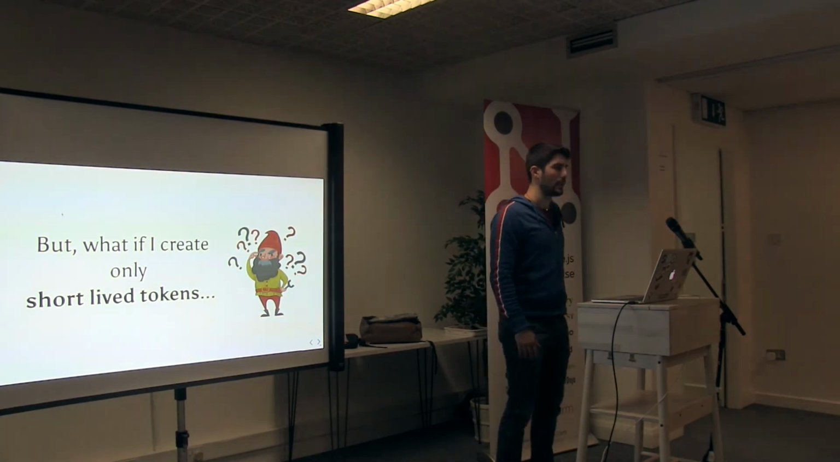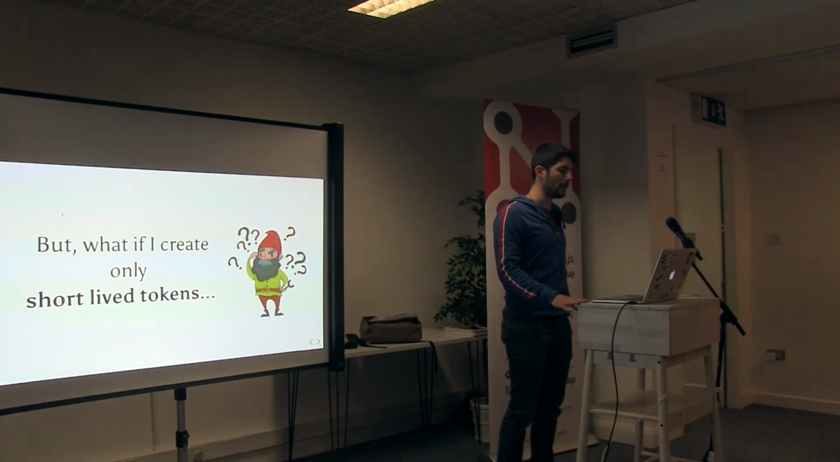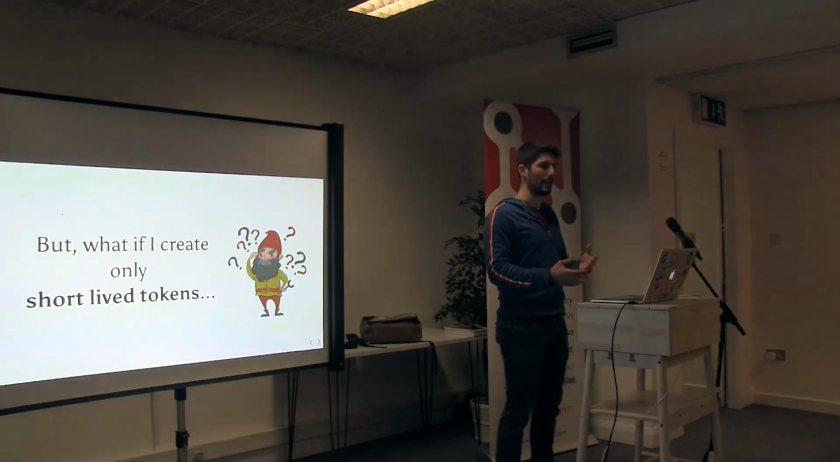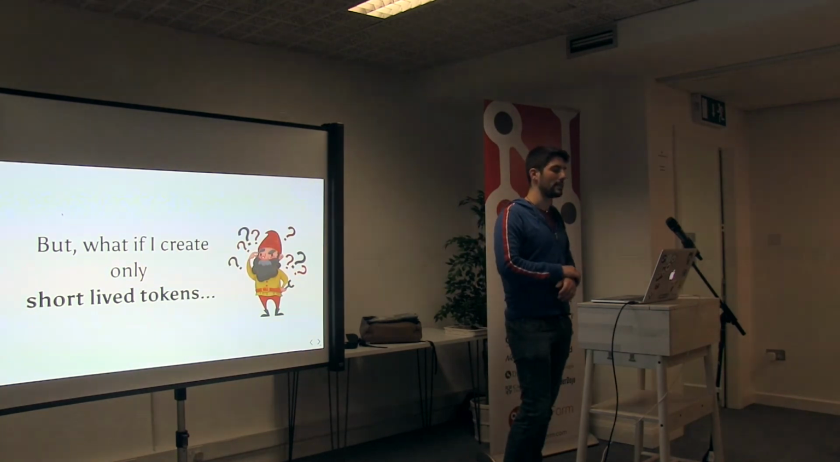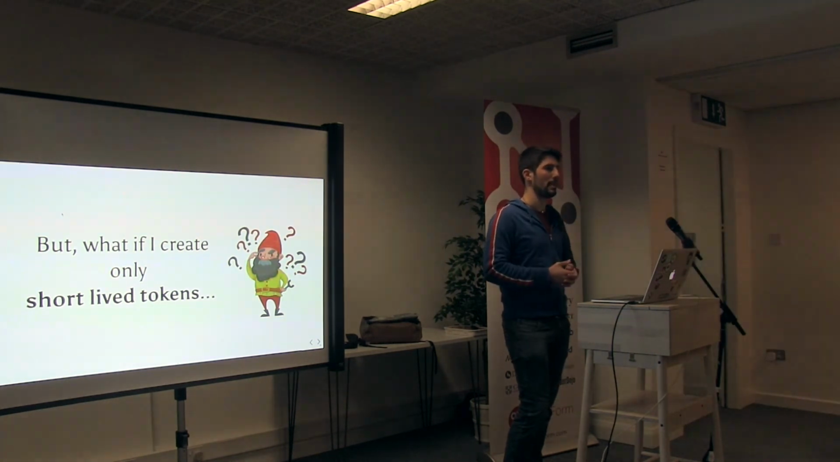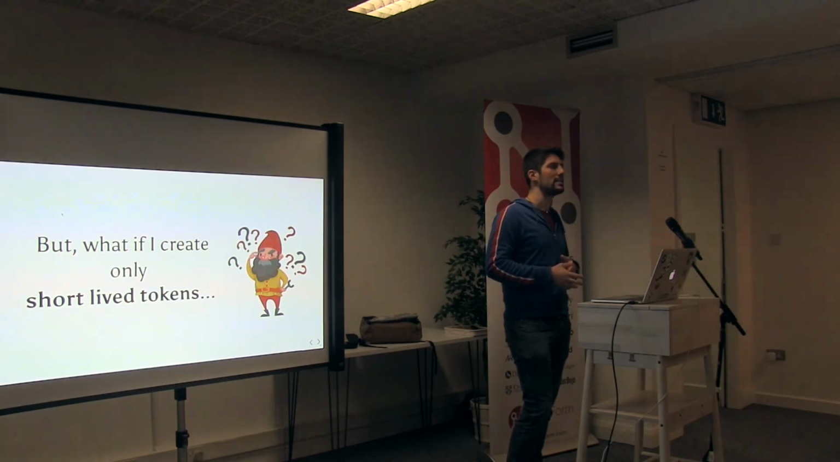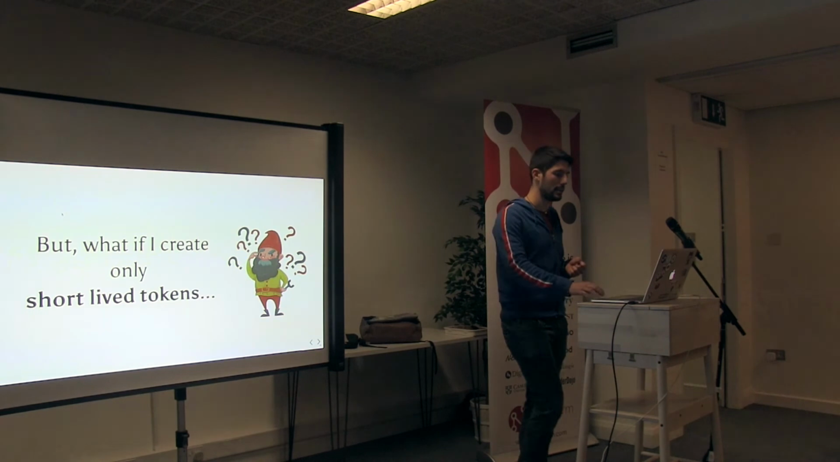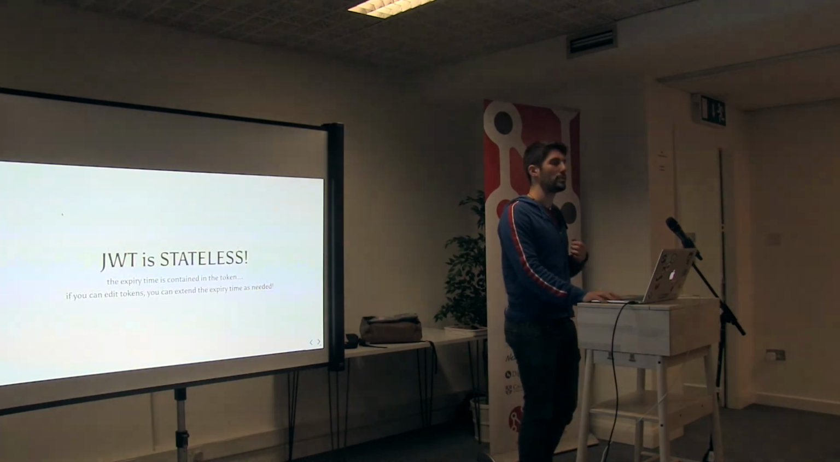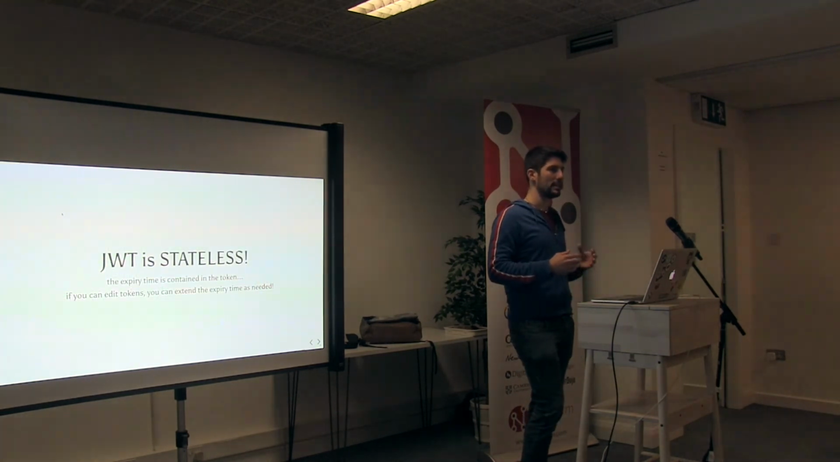Okay, then I got this question last time I delivered this talk, which was very interesting, and probably it's important to explore better what it means. So one guy asked me, what if I create a token that is short-lived? What if I create a token that only lasts, let's say, for 15 minutes? Maybe this is a banking application, so 15 minutes is all right. Then is this safer than any other token? And the response is no, because JWT is stateless, and actually the expiry time is always stored inside the token itself.